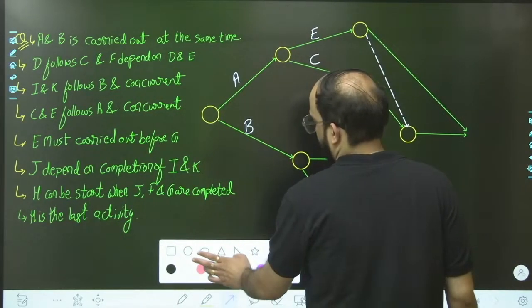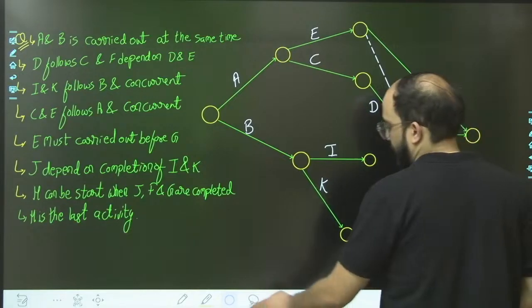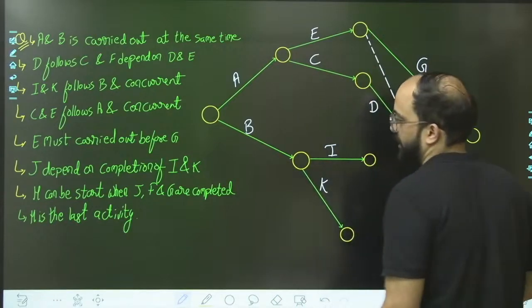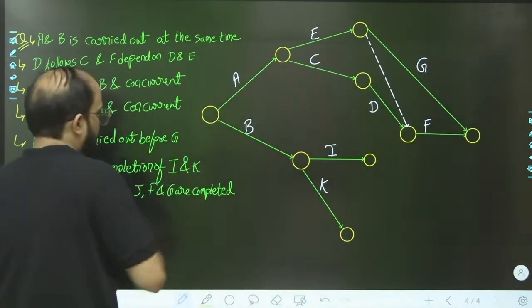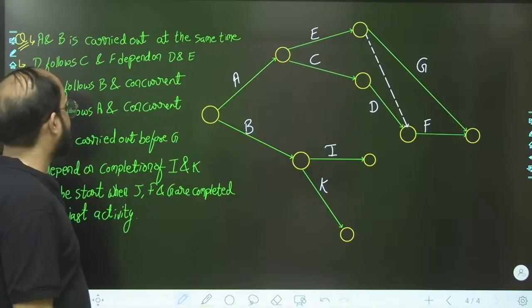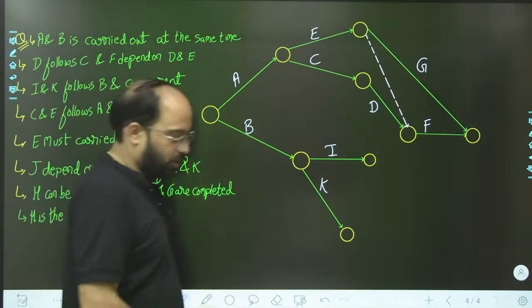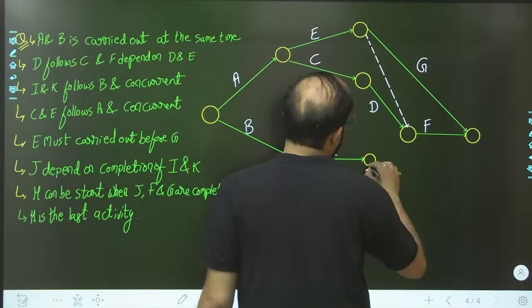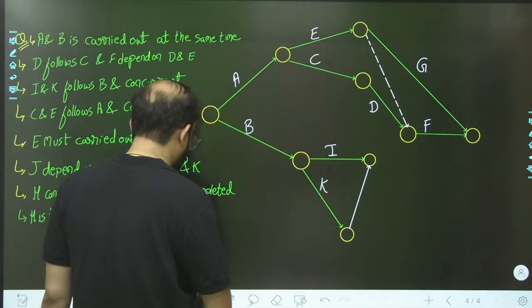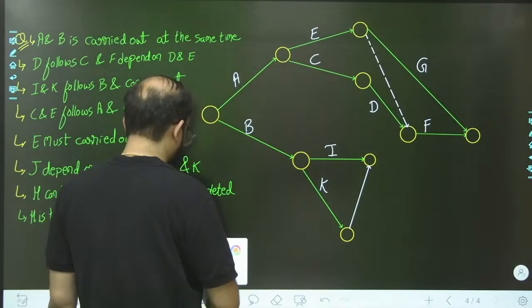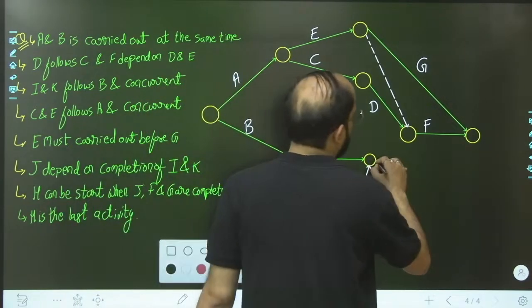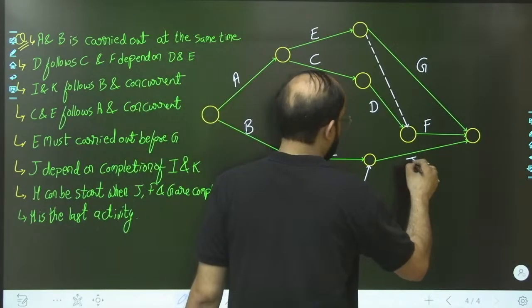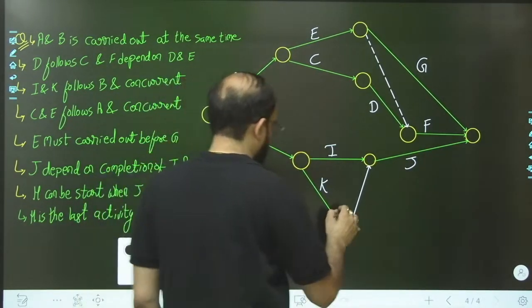Now we are left with J only. So this is F, this is G. Now we have J. J will depend on the completion of I and K. So there will be one more dummy activity from K to I because they have a common predecessor. So how can we derive a common predecessor? Like this. So this is J and this will be the dummy activity.